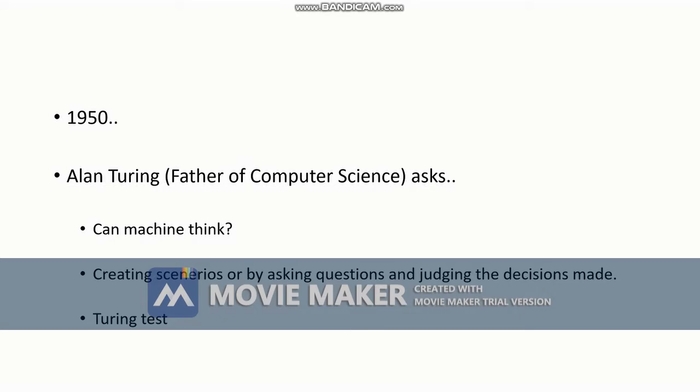Based on that, he came up with the concept of the Turing test. So what is the Turing test? We will know more about it in detail in later videos. Alan Turing came up with this Turing test in the 1950s itself, when no one had a small computer like the ones we are using now. They had big computers which used to do simple computations. At that time itself, Alan Turing was able to think of such a concept.